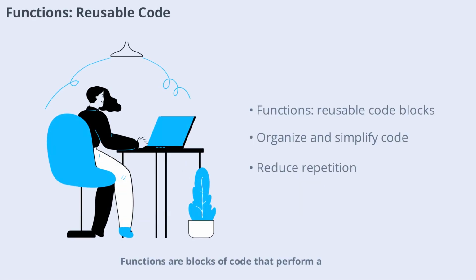Functions are blocks of code that perform a specific task and can be used over and over. Instead of writing the same code multiple times, you can define a function once and call it whenever you need it. Functions help organize your code, make it easier to read, and reduce mistakes. They are a key part of writing efficient and maintainable programs.